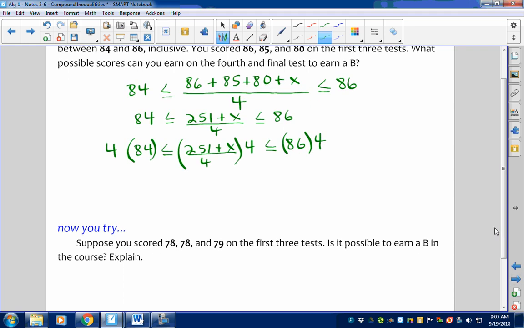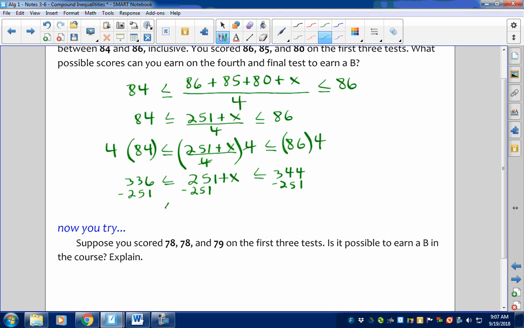So 4 times 84 is 320 plus 16 more, 336. The 4's here cancel, leaving 251 plus x. And then this is 344. 320 plus 24 is 344. So that's the first step, is multiply through by 4. And you can do it to all 3 pieces of this. Okay, so that's a little bit of a shortcut if you don't want to break it into 2 inequalities separated by an "and." Then I'm going to subtract 251 from each and every piece.